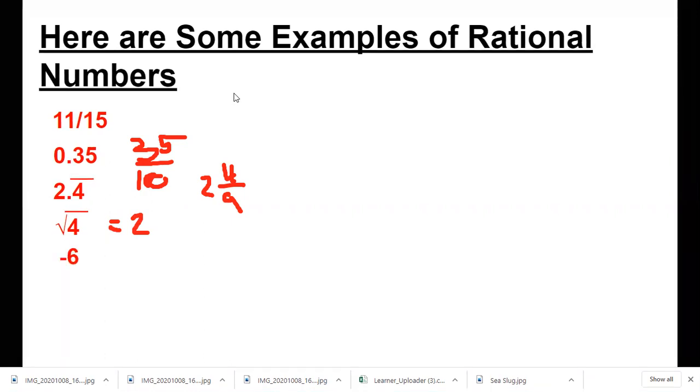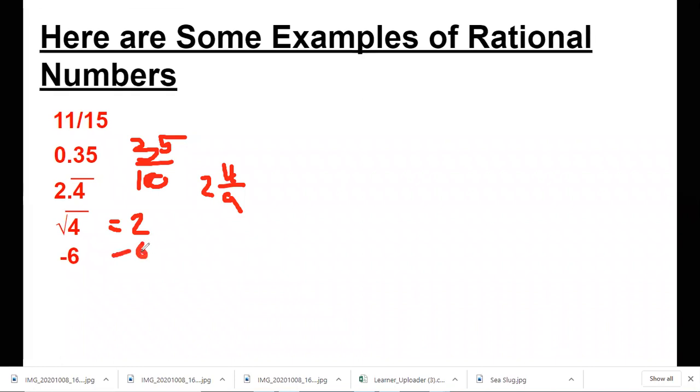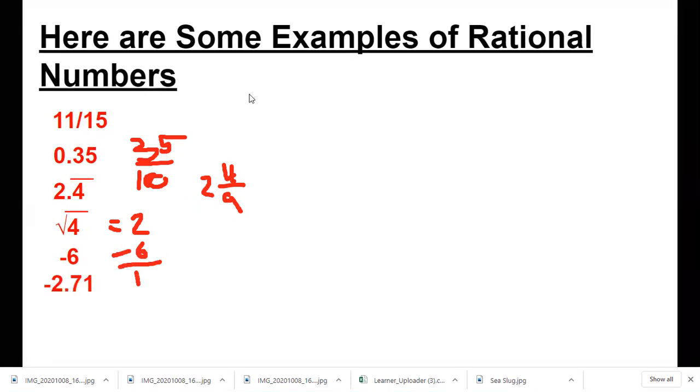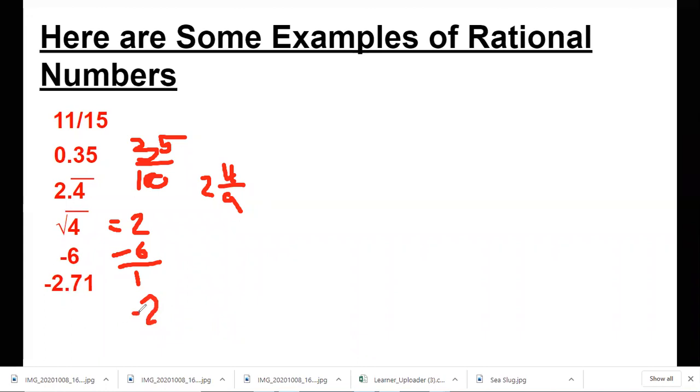-6 is a rational number. All negative numbers that can be written as a fraction are rational numbers. You can write -6 as -6 over 1. That is a rational number. It's a fraction. -2.71, that's a fraction, or can be, -2 and 71 over 100. That is a fraction, wouldn't you say? Of course you would say that. Are there more?